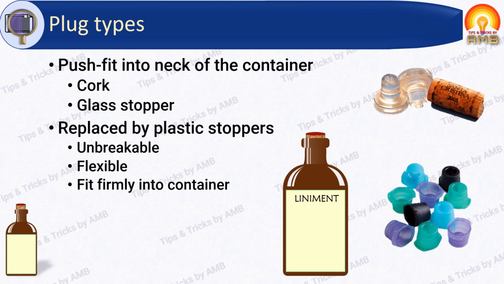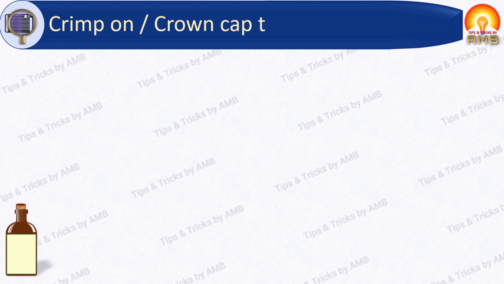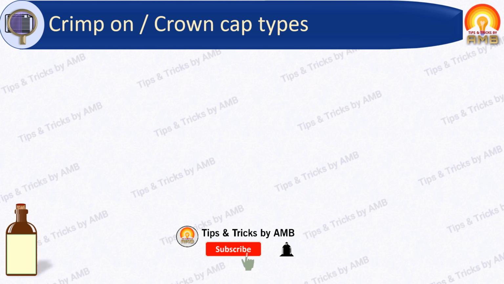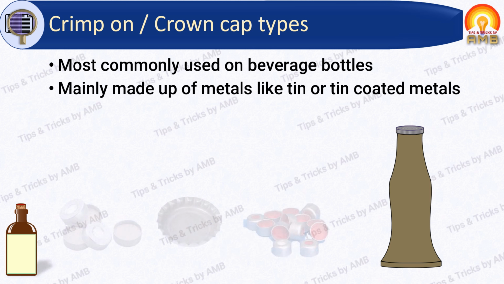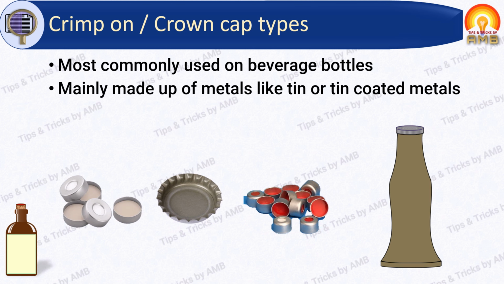The next type is the crown cap or crimp on type. These types of closures are most commonly used as crimped closures on beverage bottles. The closure is mainly made up of metals like tin or tin coated metals.